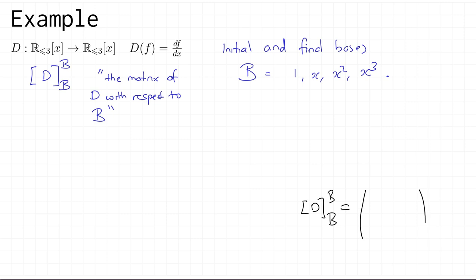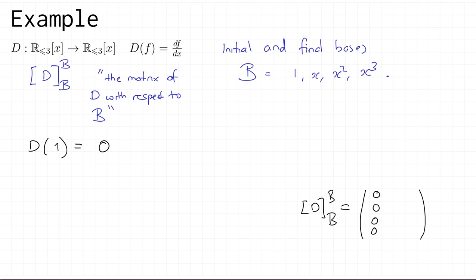So this will be a 4x4 matrix like this. And the first column is going to come from working out d of the first basis element, so d of 1. That's d by dx of 1, which is of course 0. Okay, so that's 0 times 1 plus 0 times x plus 0 times x squared plus 0 times x cubed. So my first column will be 0, 0, 0, 0.